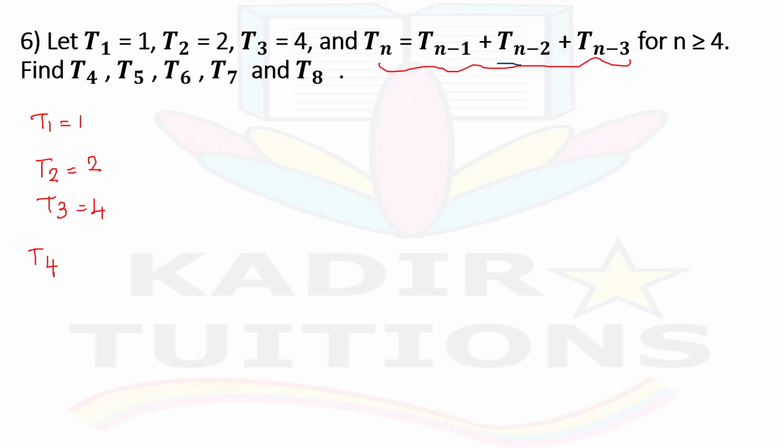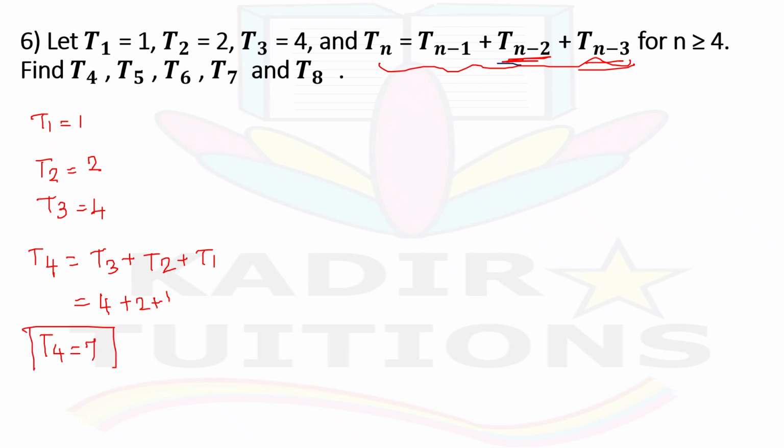Tn equals Tn minus 1, which is T3, plus Tn minus 2, which is T2, and Tn minus 3, which is T1. So in order to find T4, I need to add the previous 3 terms, right? So we can add it: 4 plus 2 plus 1. So T4 equals 7.